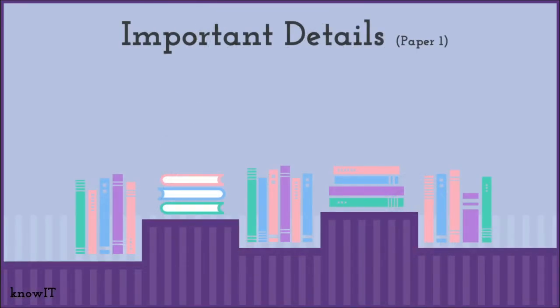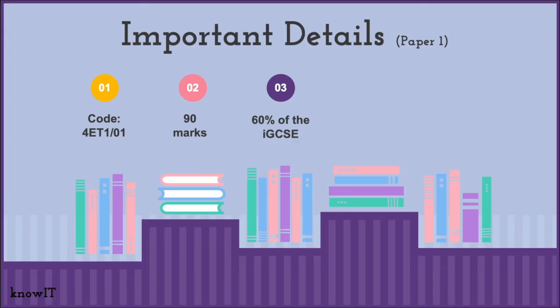So first of all, let's look at the important details of paper 1. First of all, as usual, comes the code of the paper, which is 4ET1/01. The code is not extremely crucial, in the sense that you can't pass by knowing this detail, but it's still important since you have to be aware of what your paper is called. And next, this paper is for 90 marks in total, and it constitutes 60% of the entire iGCSE.